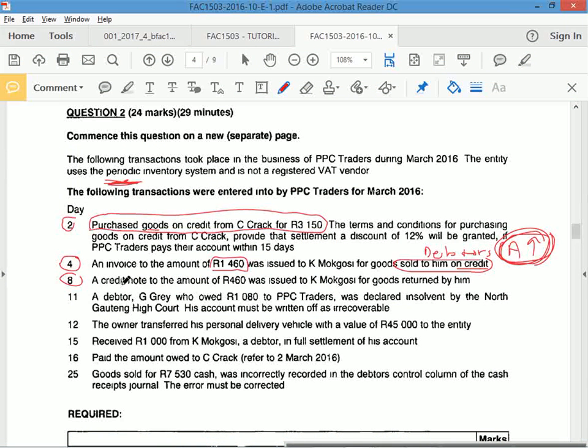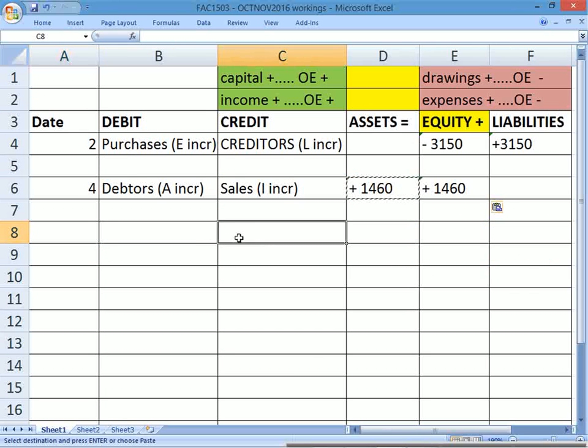Number 8. A credit note to the amount of 460 was issued to K for goods returned by him. So was K happy with the purchase? No. The customer, K Mogotsi, came and returned goods. Good or bad for the business? Bad. Are you going to have more debtors or less debtors? Less. It's straightforward, right? If someone comes and gives you back the goods that they bought, are they still your debtor? No. So this is going to be debtors, asset decrease. You're not going to have a debtor if they've returned the goods that they bought. The debtors come down. Are you going to have a sale when they return the goods to you? No, you won't. So you'll have a sales return. Expense increase.